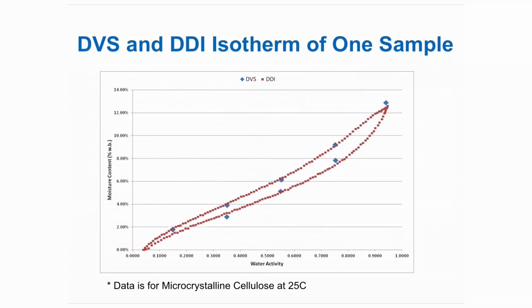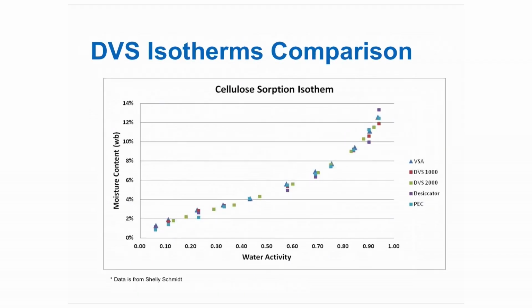You'll notice that there's very good agreement between the two types of curves generated either using DVS or DDI for this particular sample. But also notice the differences in resolution from the two methods. The DVS in this case took about 4 to 5 days to finish. The DDI took about 2 days in comparison to the resolution that comes from them.